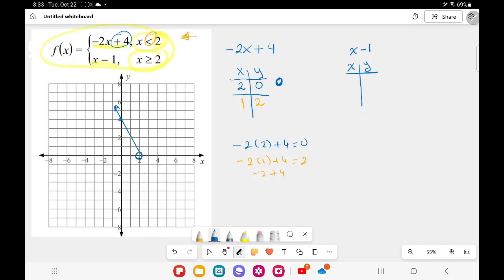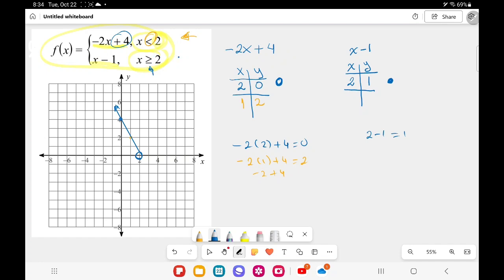So this is the top equation. The bottom rule says x minus 1. Again, I have to evaluate at the boundary when x is 2. So I have 2 minus 1, 1. So y is 1. This is a closed circle. Why is it closed? Because I have an equal in the inequality. It's included.